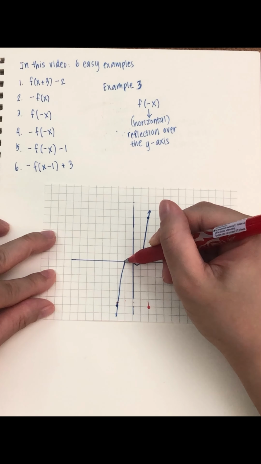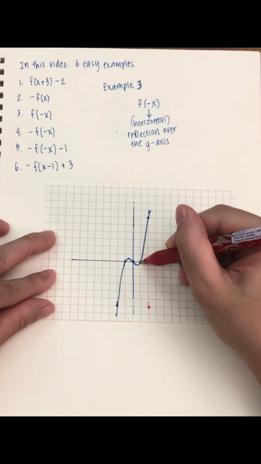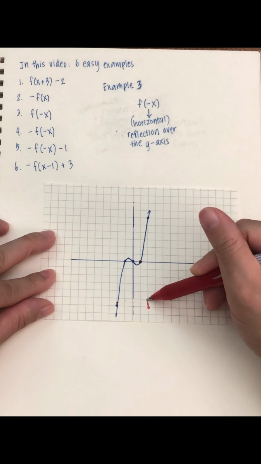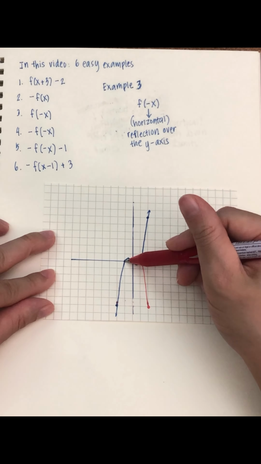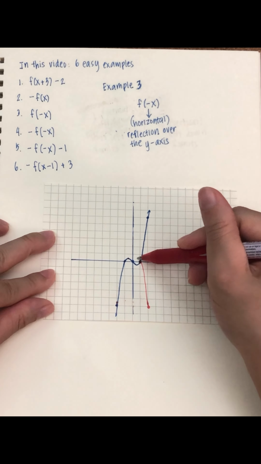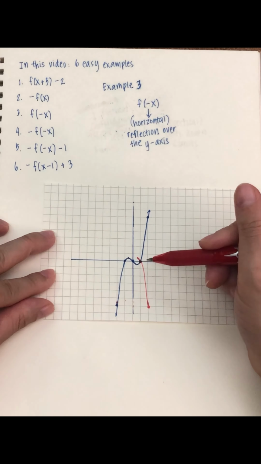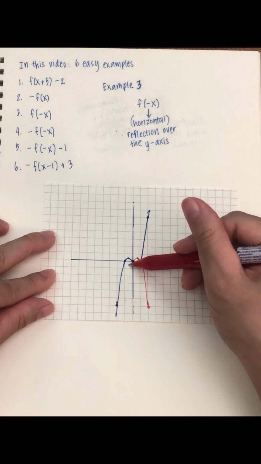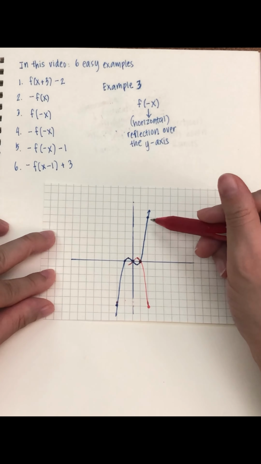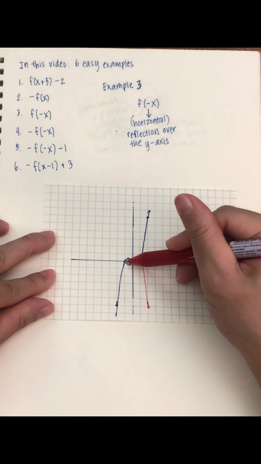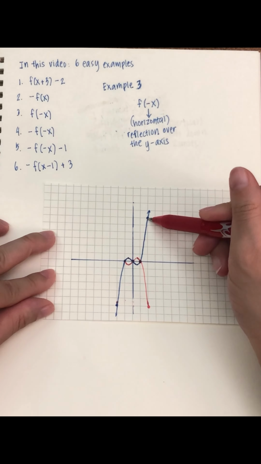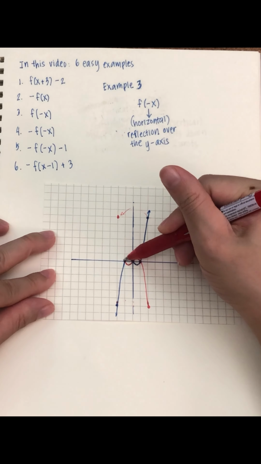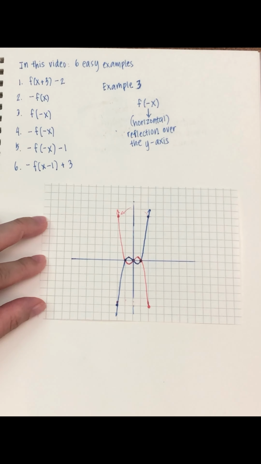This point reflects here. So we can start connecting. Okay, this point goes here. This point stays there. This point moves here. And this point moves there. And finally, this point flips, right? It goes there. Okay.